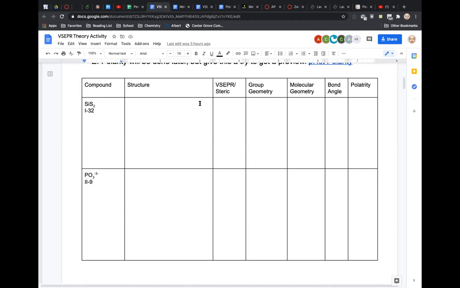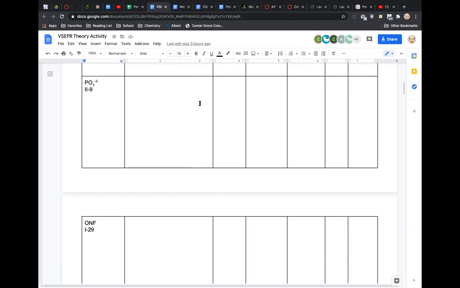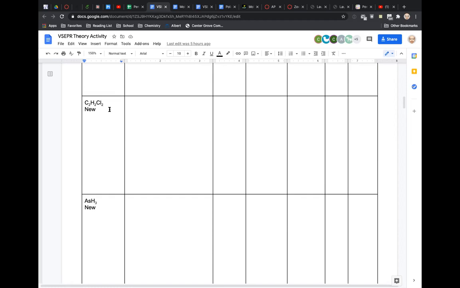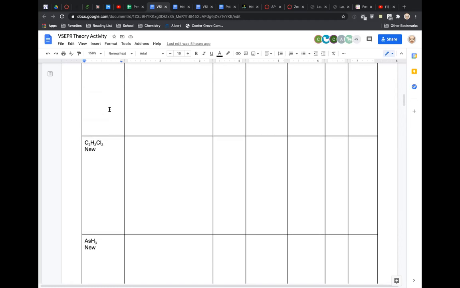Now, Mr. Milligan students, for example, your document that you had, the first document, I know you did not have silicon disulfide, the very first one on here. So if you don't have that compound, you're going to have to start from scratch with it. I don't think there's that many of them, but there are a few. Okay. So most of these you have already. A couple of them are new, and they say new. So you're going to have to draw your own Lewis structures from scratch for those.